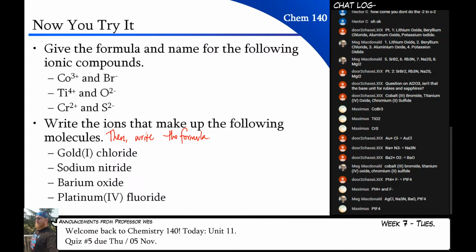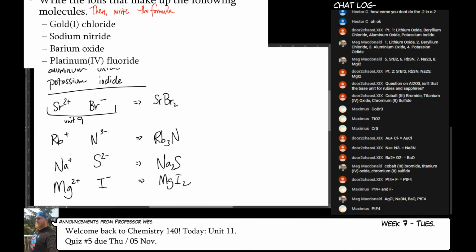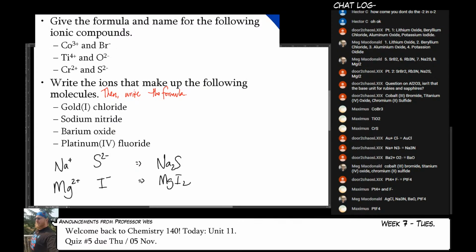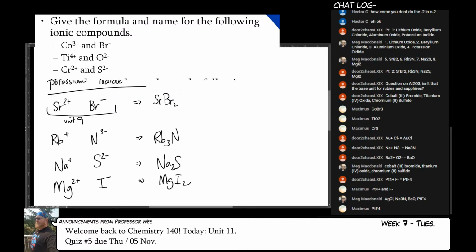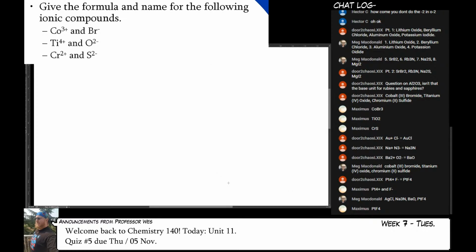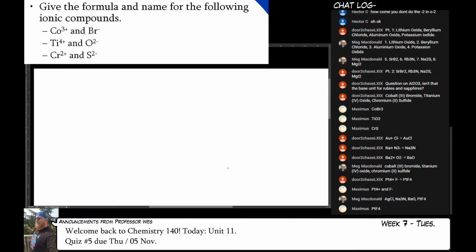All right, let's go over the answers. Oops, I gotta fix that again. So, whoop. All right, so give the formula and the name. So if I take Co with a 3+ charge and bromide with a 1- charge, I would get that as my formula.